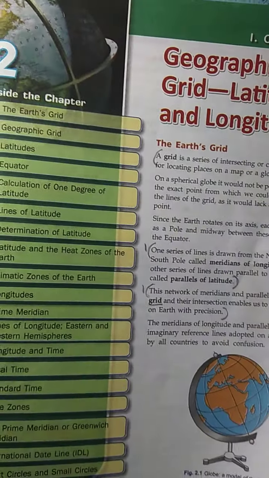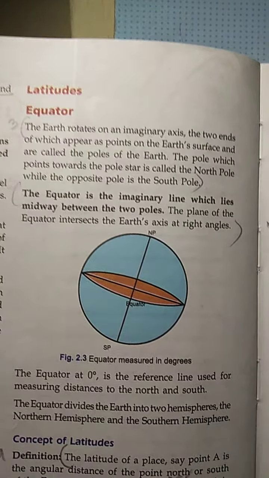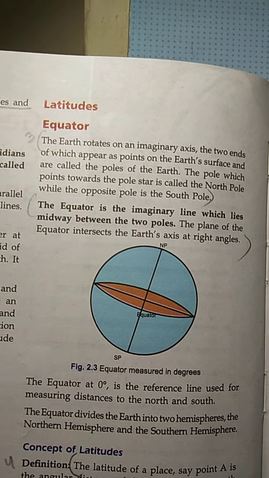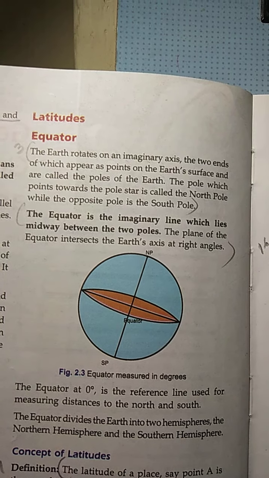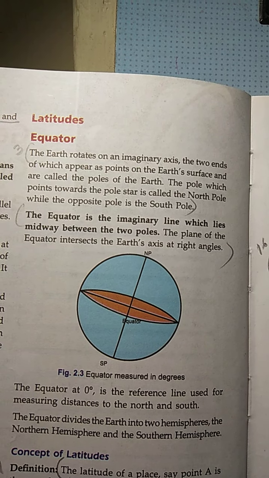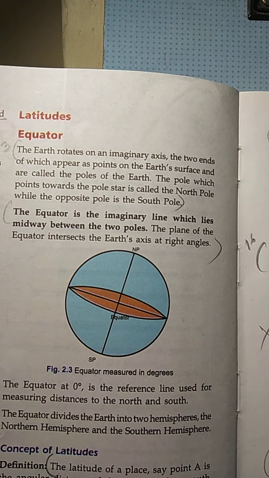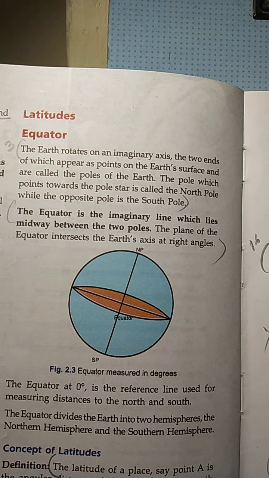Now, question number 3. How are the poles of the Earth fixed? That is on page number 8, in the second column, the first paragraph. The Earth rotates on an imaginary axis, the two ends of which appear as points on the Earth's surface and are called poles of the Earth. The pole which points towards the pole star is called the North Pole, while the opposite pole is the South Pole.